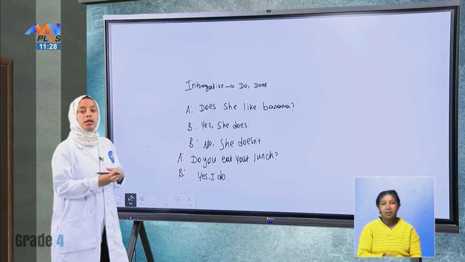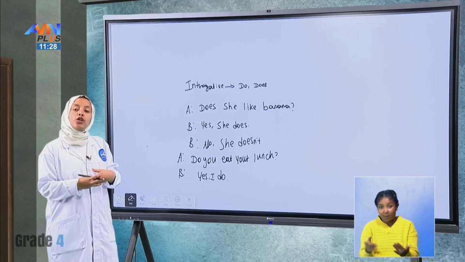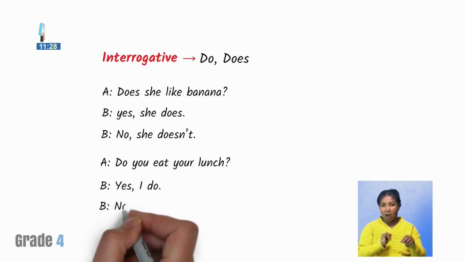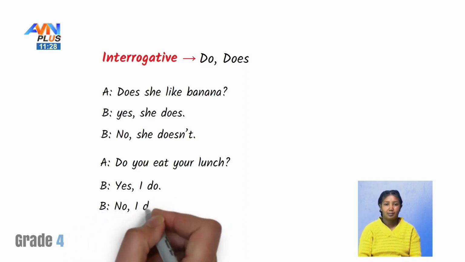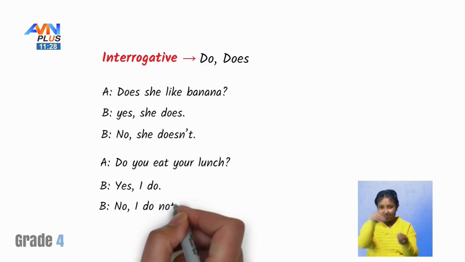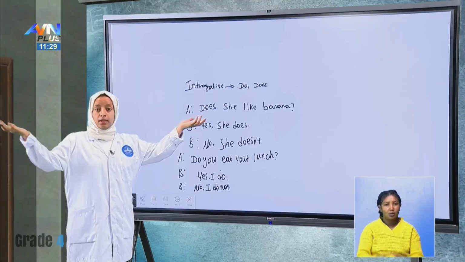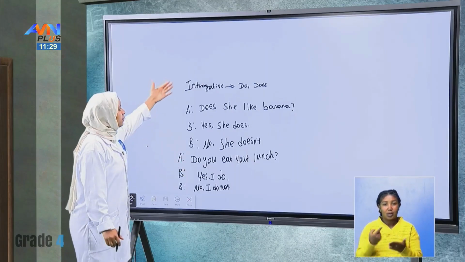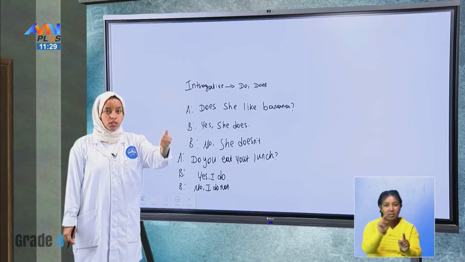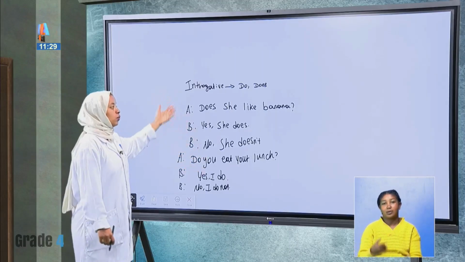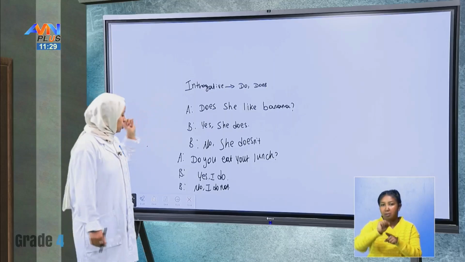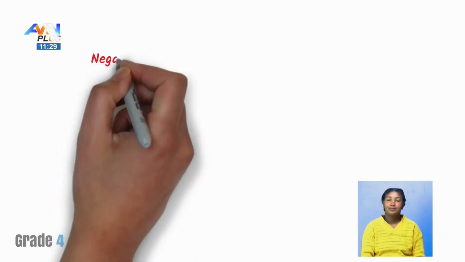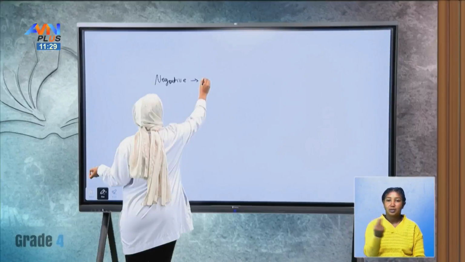And also, what can I say? If I'm not eating my lunch, what can I say? No, I do not. For example, here also, no, I do what? For negative also, not. No, I do not eat my lunch. So here is the methods that you can ask with interrogative questions and answer the questions too. These are also the dialogue that you can practice. So let me give you one more example with negative. We can use, here is also do and does.